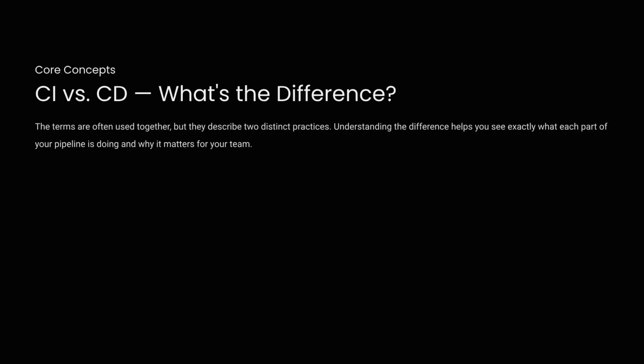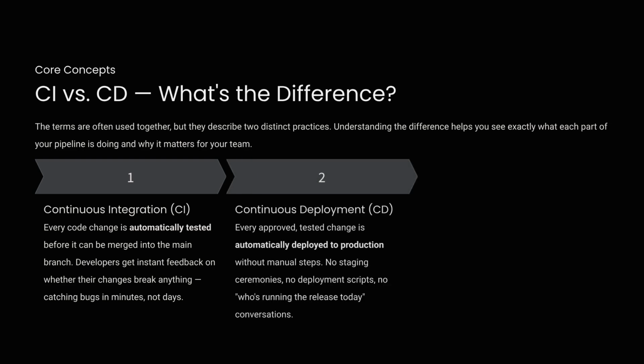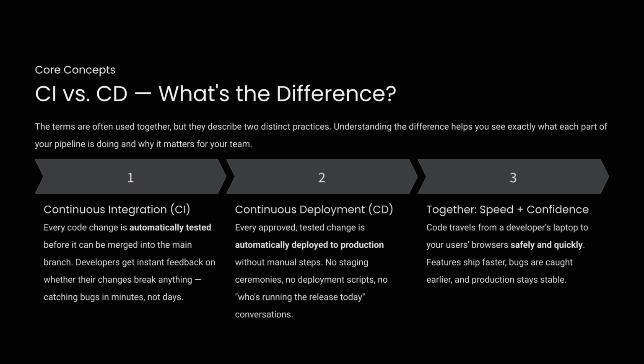Continuous integration, or CI, means every code change is automatically tested before merging into the main branch. Continuous deployment, or CD, means every approved and tested change is automatically deployed to production without manual steps. Together, CI/CD gives your team speed and confidence. Features ship faster, bugs are caught earlier, and production remains stable.